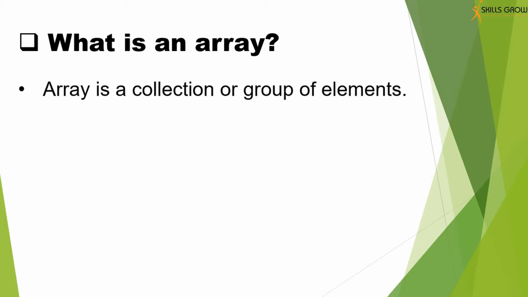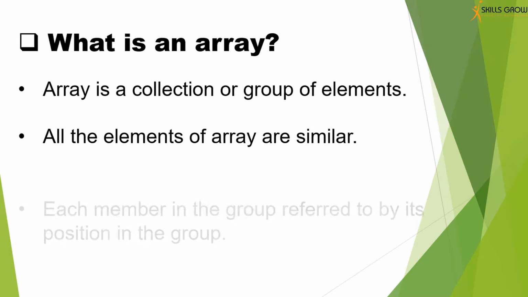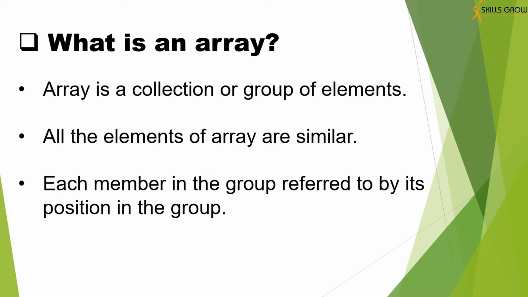An array is a collection or group of elements of the same data type accessed using a common name. That means all the elements that belong to an array are similar. Each member in the array group is referred to by its position in the group.